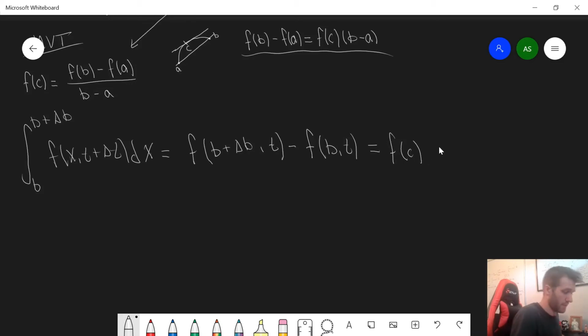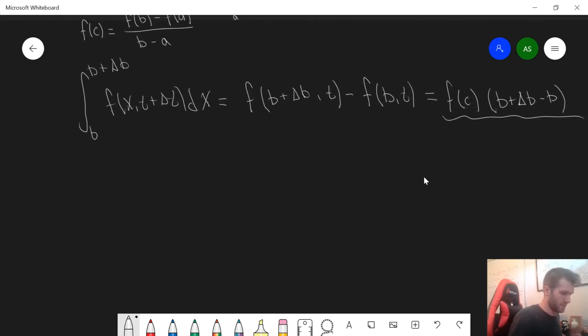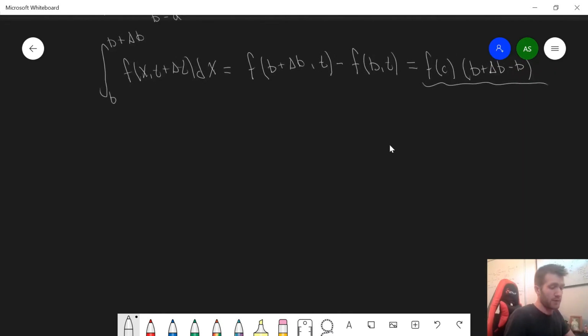Evaluated at some constant, where we are going to have simply b minus a. But in this case, we're going to have b plus delta b minus b. Okay, so this is incredibly helpful. This is finally getting to the end here, so bear with me. So at this point, what we want to do is evaluate the limit of what we just proved here. So we're going to evaluate the limit and reduce that margin down as much as possible.